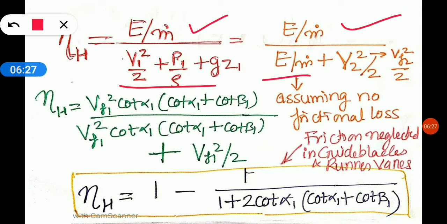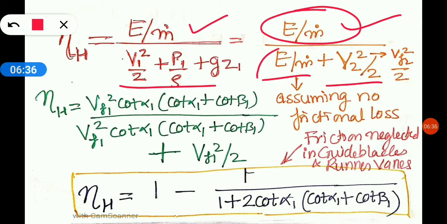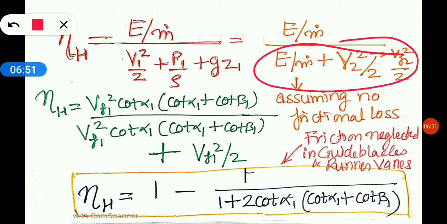E by m dot plus V2 square by 2. Now what is this? E by m dot is nothing but the energy conversion that took place. Now what is V2 square by 2? V2 square by 2 is nothing but the exit energy, the energy which is exiting out of turbine. So if you add these two terms, that is nothing but the energy input, because here we are assuming that there are no frictional losses. So the denominator is nothing but energy input.